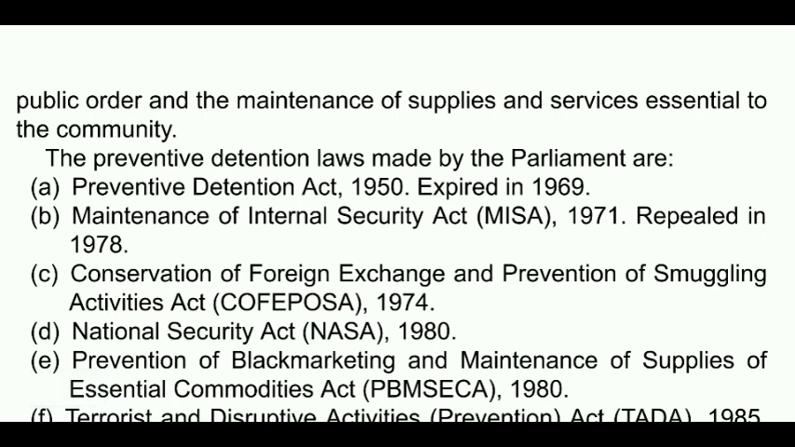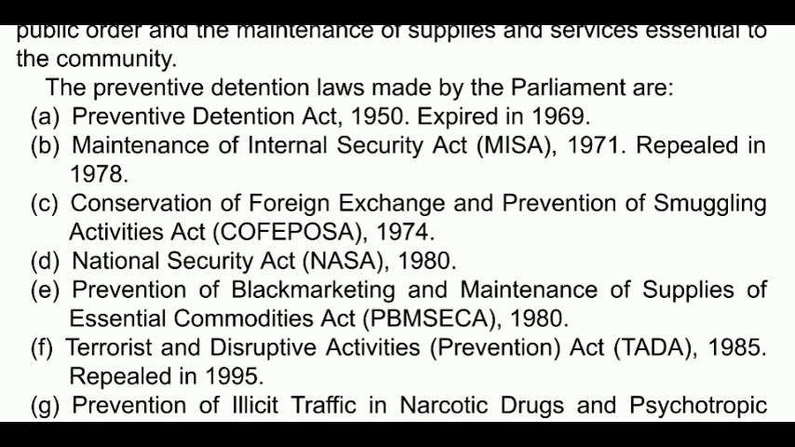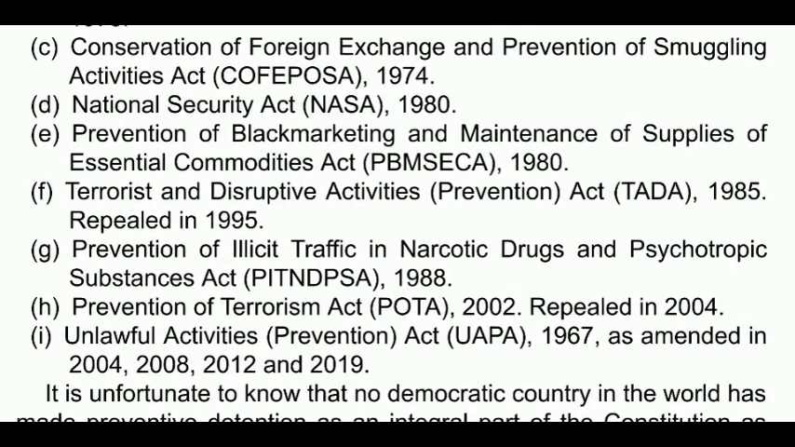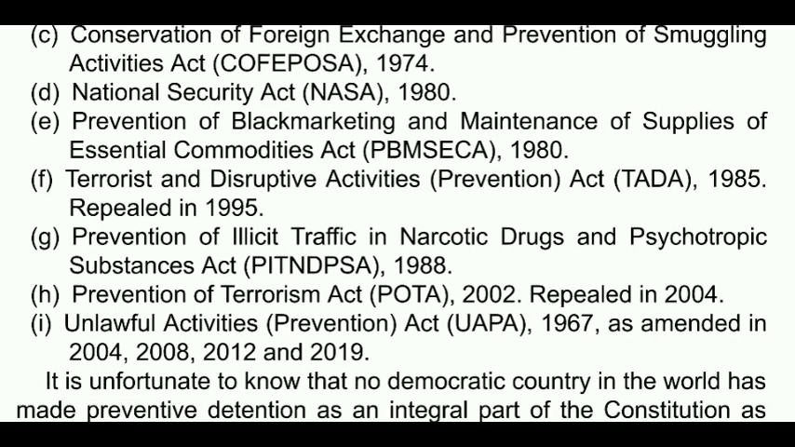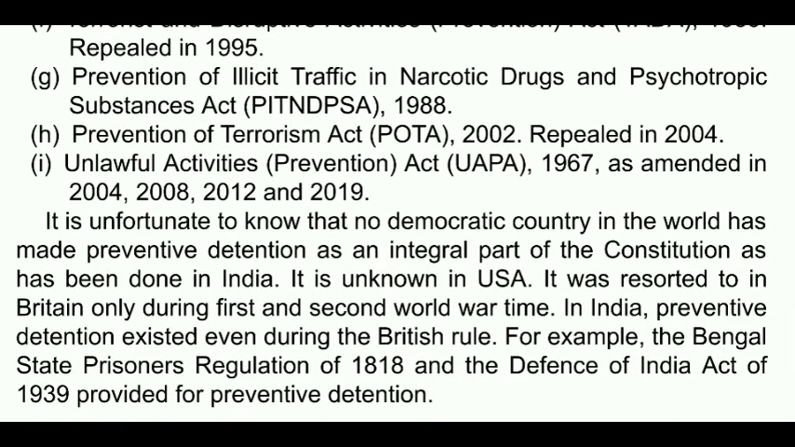The preventive detention laws made by the Parliament are: Preventive Detention Act 1950, expired in 1969. Maintenance of Internal Security Act 1971, repealed in 1978. Conservation of Foreign Exchange and Prevention of Smuggling Activities Act 1974. National Security Act 1980. Prevention of Black Marketing and Maintenance of Supplies of Essential Commodities Act 1980. Terrorist and Disruptive Activities Act 1985, repealed in 1995. Prevention of Illicit Traffic in Narcotic Drugs and Psychotropic Substances Act 1988. Prevention of Terrorism Act 2002, repealed in 2004. Unlawful Activities Act 1967 as amended in 2004, 2008, 2012 and 2019.